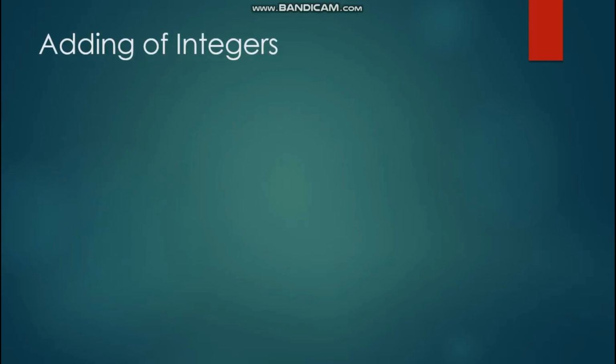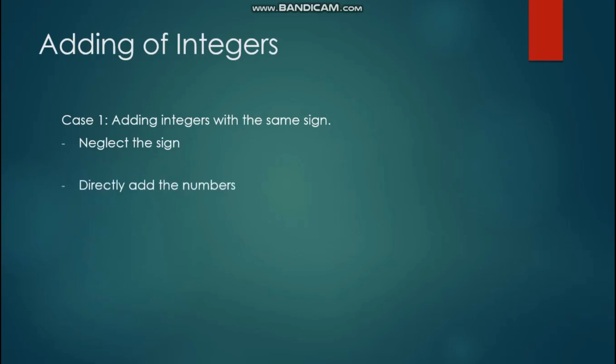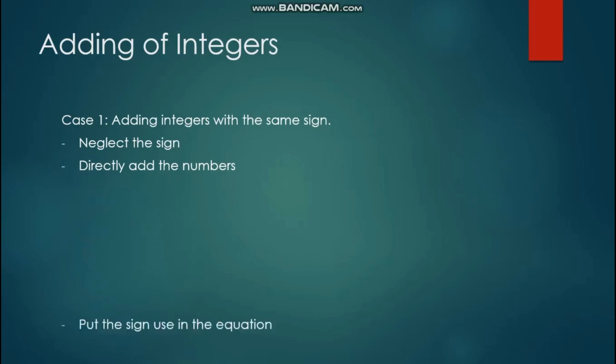Adding of integers. So, bali meron tayong dalawang cases sa pag-add ng integers. Ang first case natin is adding integers with the same sign. So, ang ibig sabihin nito, both ng ating numbers is either both positive or both negative. Ang rule sa pag-add ng integers with the same sign: first, neglect the sign. Next, directly add the numbers. And lastly, put the sign used in the equation. Para lalo natin ito maintindihan, magbigay tayo ng halimbawa.